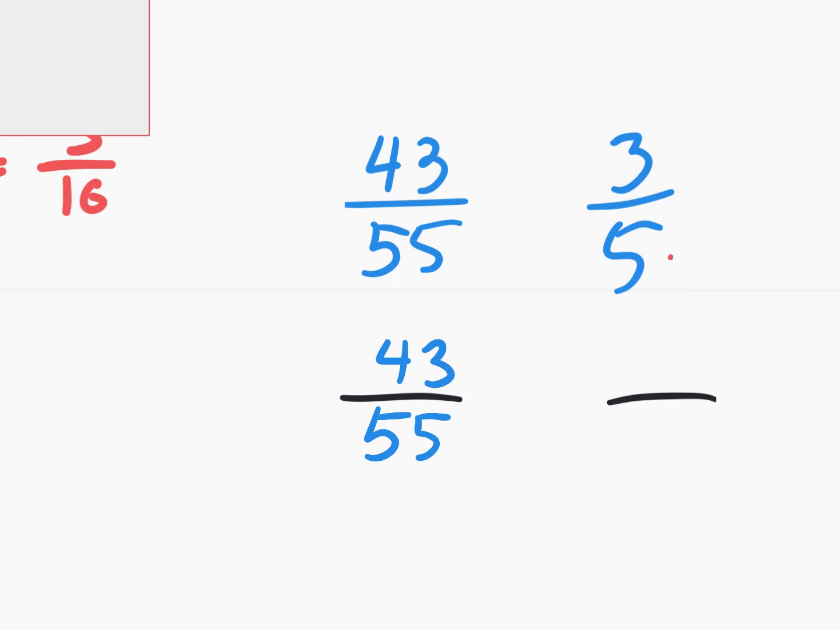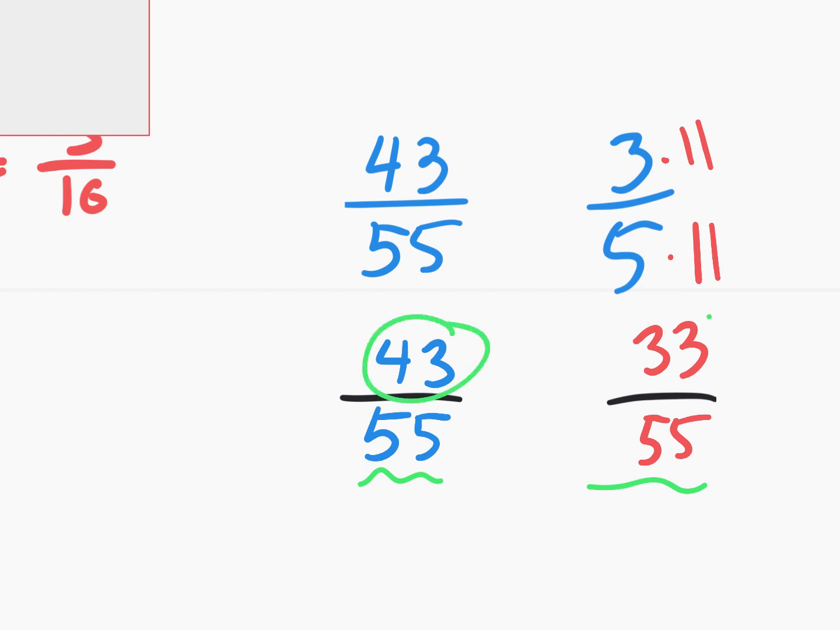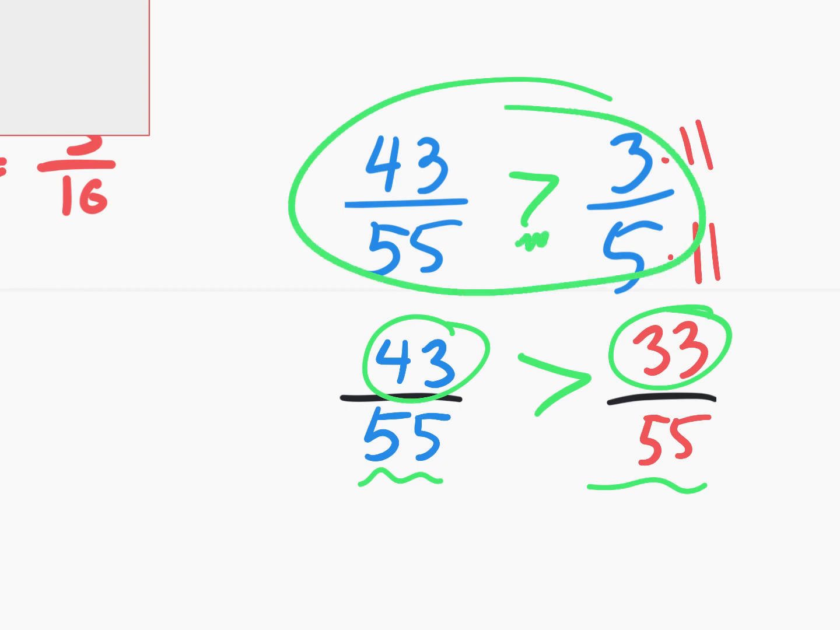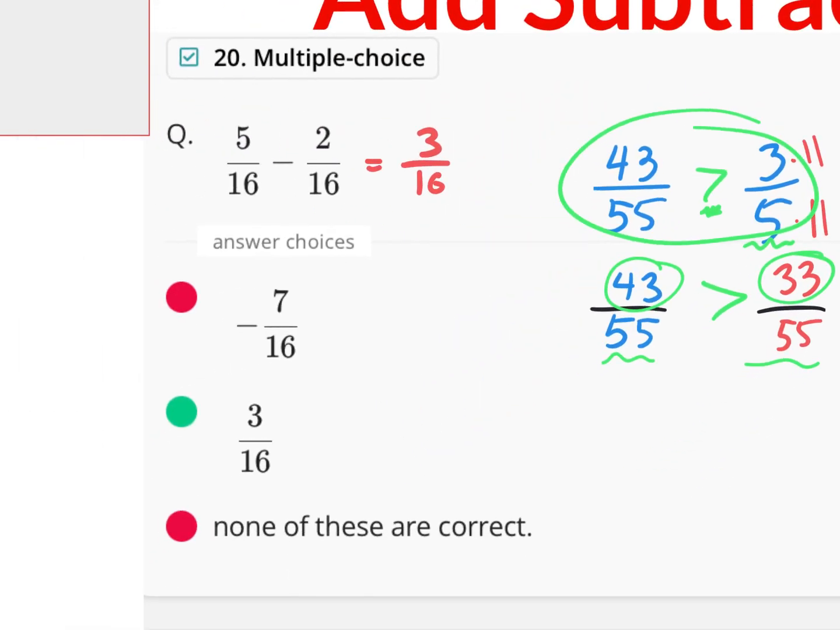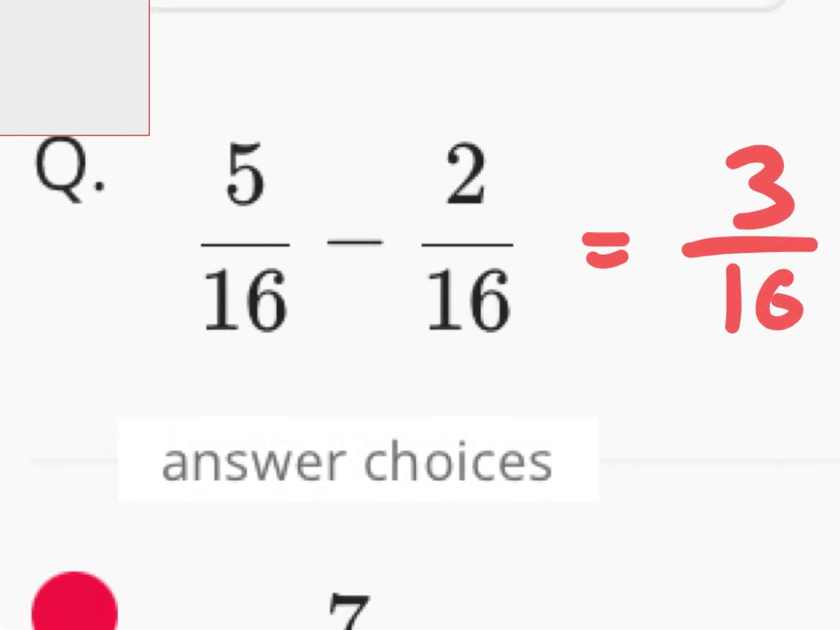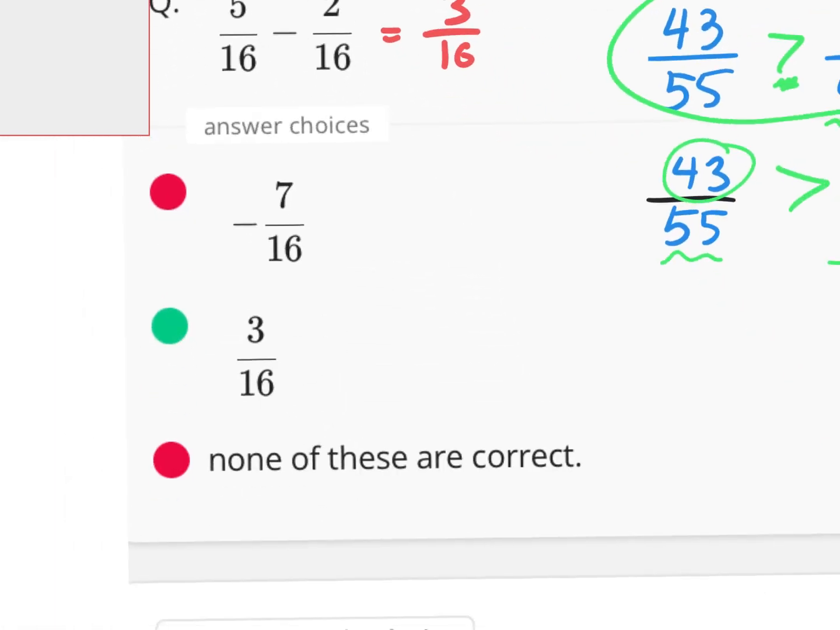Now on the other one, multiply by 11 and multiply by 11, and you'll get 33 over 55. Now that you have the common denominator, you could compare 43 and 33, and obviously 43 is bigger, so 43/55 is greater than 3/5. Anyways, that's just a similar type of problem. You need a common denominator to compare fractions. You need a common denominator to add or subtract fractions.